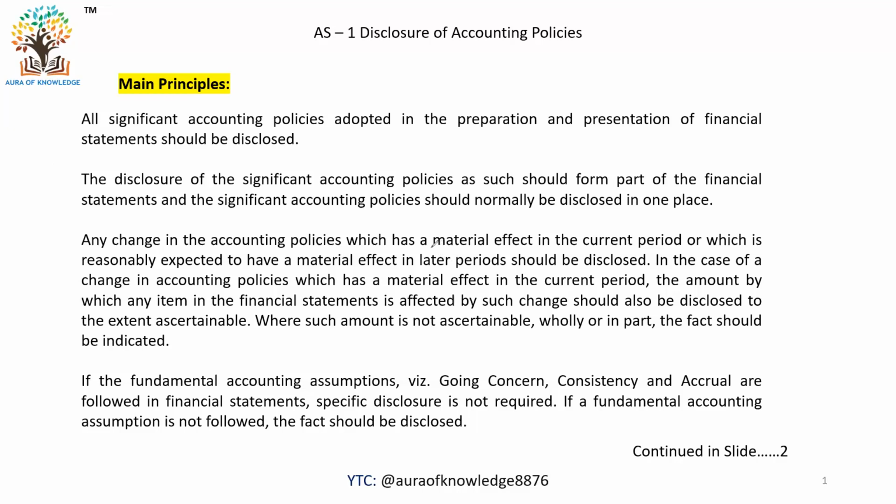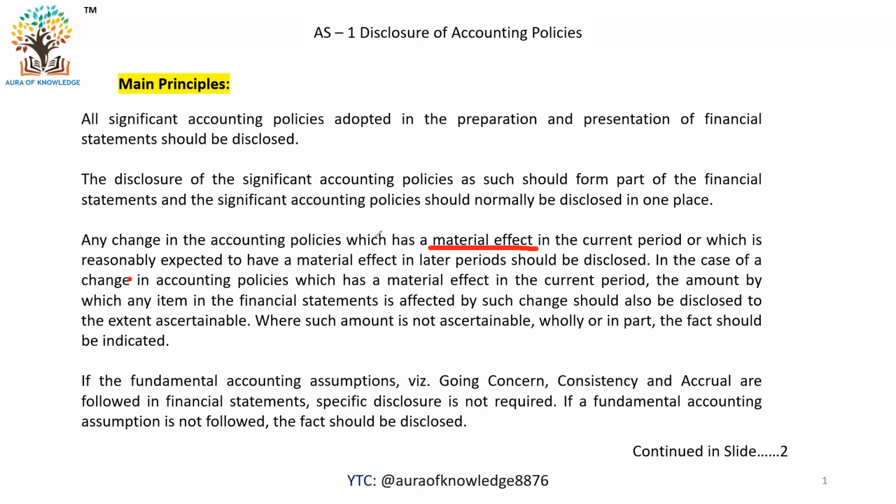See, if there is a material effect of that particular change in the financials, if there is a material effect with that change, then you have to disclose that materiality in the financials also. Okay. In the case of a change in accounting policy which has a material effect in the current period, the amount by which any item in the financial statement is affected by such change should also be disclosed to the extent ascertainable. See, with whatever possibility is there, you have to arrive at it: by changing this policy, the effect on the financials is so much.